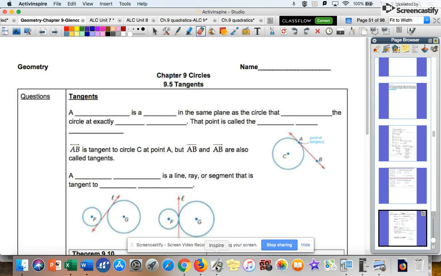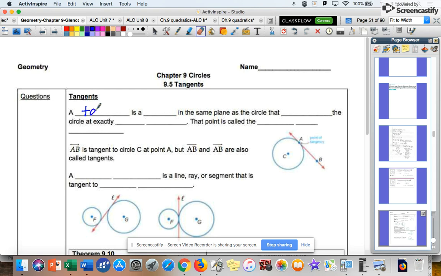So here we are in the next section of Chapter 9 on circles, Section 9.5 on tangents. The word tangent has been used a few times throughout the year in a couple different contexts. We've used it in the context of circles, which we are in this unit, and in the context of trigonometry, when we were looking at the ratio between the opposite and adjacent sides of right triangles. But back to our work with circles here.